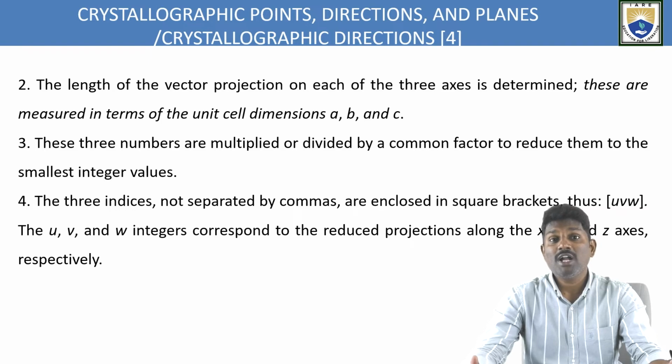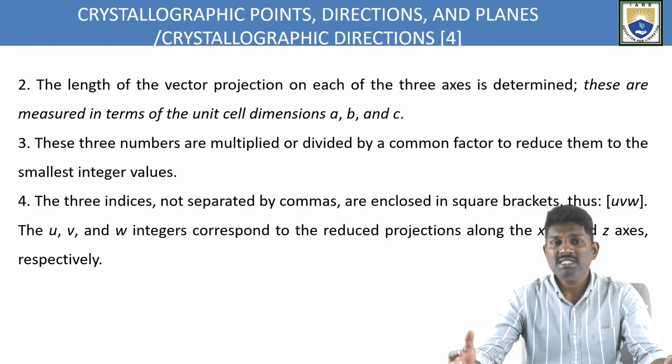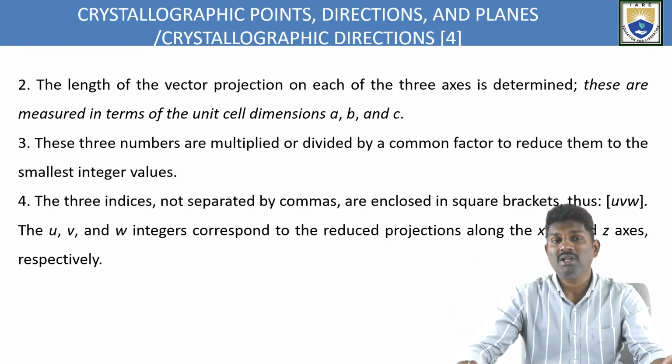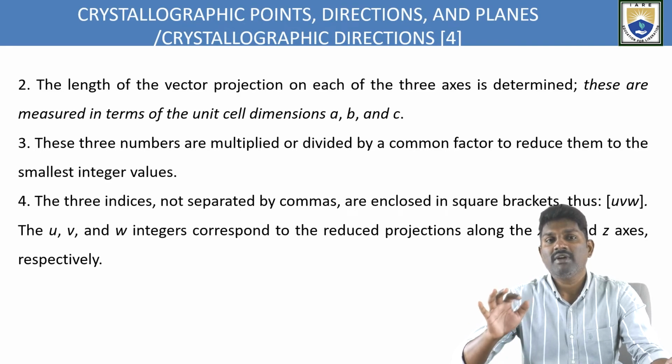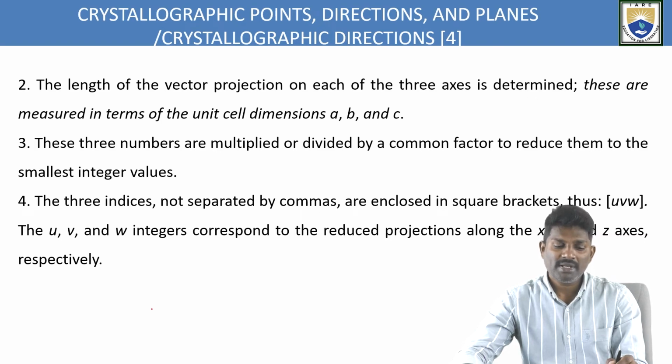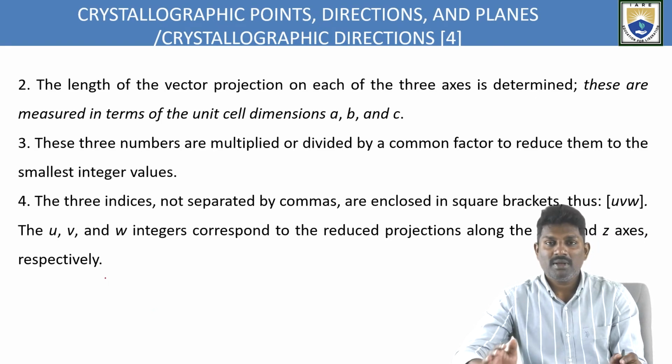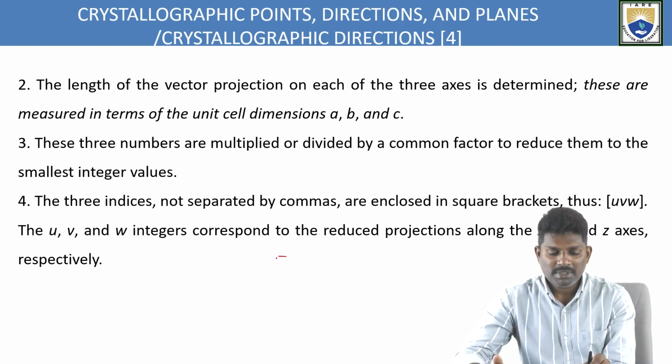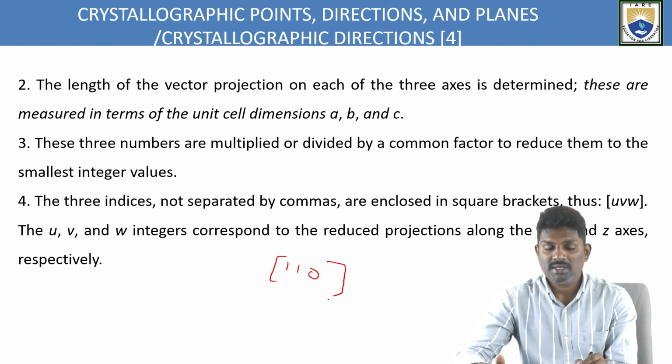These numbers are to be multiplied or divided by a common factor to reduce them to the smallest integers. In some cases, if you are getting higher numbers or fractional numbers, these have to be reduced to small integers by multiplying or dividing by an integer. This is the third point. Coming to the fourth point, you have to show the indices, that is, the values in square brackets, not separated by commas. So 1, 1, 0. This is the representation.